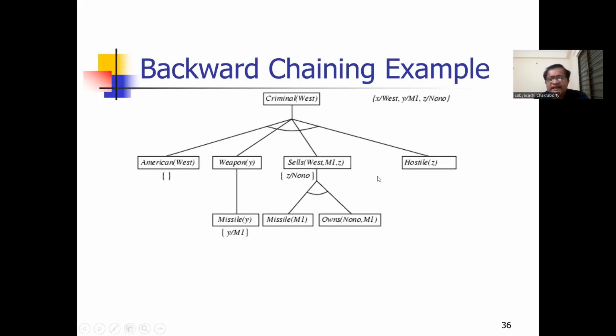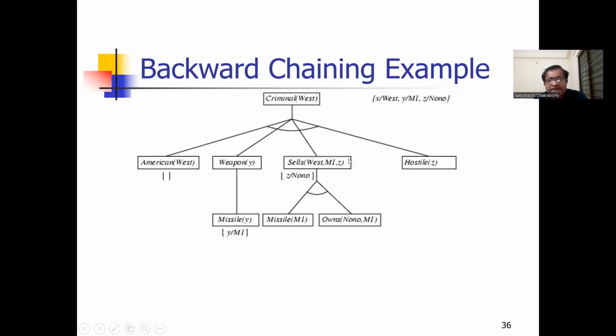Then West sells M1 to Z. So why do we have M1 to Z here? Z means Nono. Z should be replaced by Nono. Now M1 is a missile and Nono owns M1. These two ANDs are true. These two literals on the left-hand side should be true. Otherwise, this cannot be true.